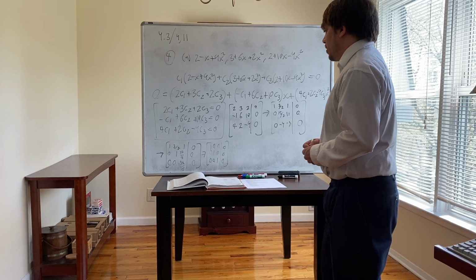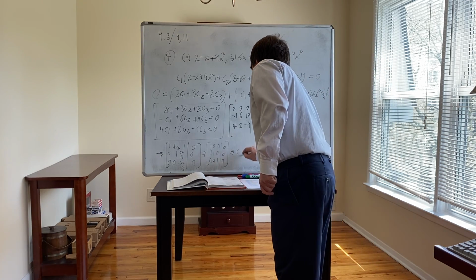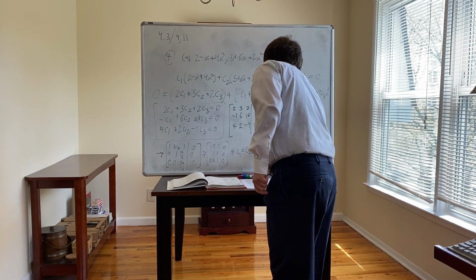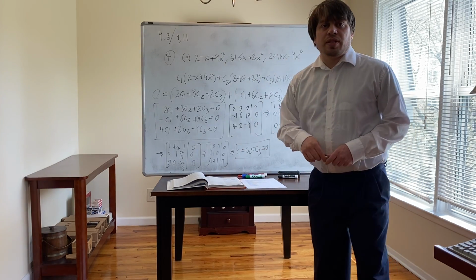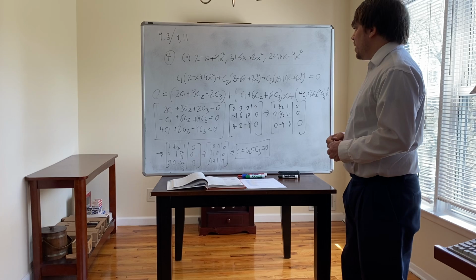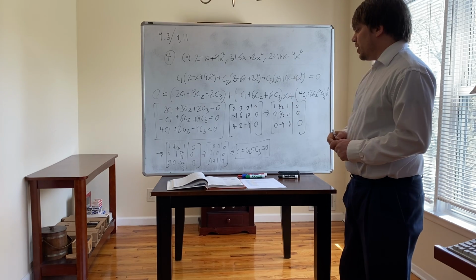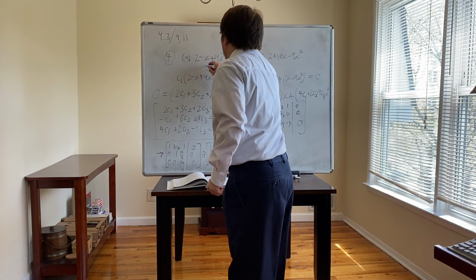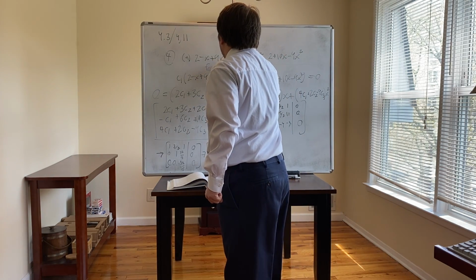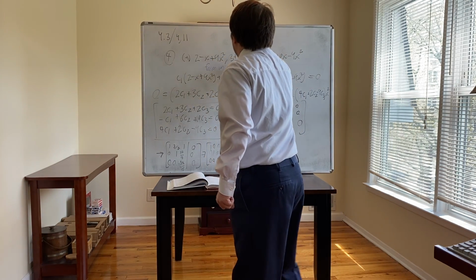And so the only solution, therefore, is that c1 equals c2 equals c3 equals 0. That is the only solution to that equation, the trivial solution. And that means that these three form a linearly independent set.